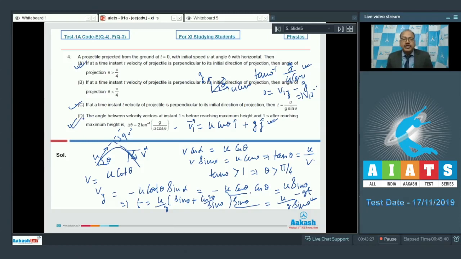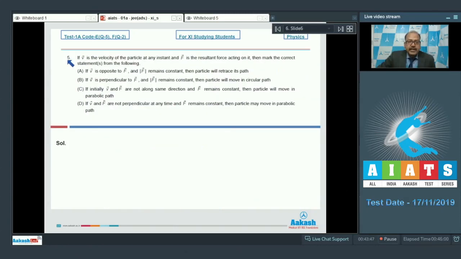Let's now go to question number 5. It says, if v is the velocity of the particle at any instant and F is the resultant force acting on it, then mark the correct statements from the following. If v is opposite to F and |F| remains constant, then the particle will retrace its path.